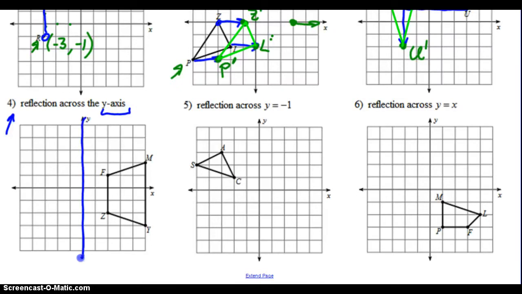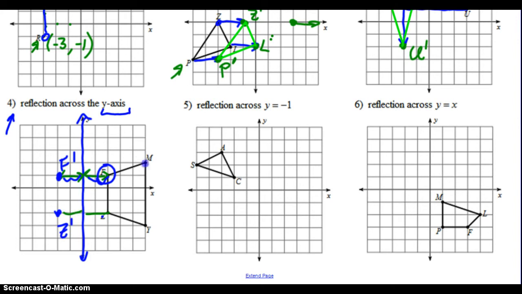Here's the Y-axis. Now, one of the most important things to know about reflections is that the distance from the pre-image to the axis of symmetry will be the same as the distance from the post-image, or the image, from the axis of symmetry. So if this is F, and it's 2 units away from the axis of symmetry, the Y-axis, then my image, F prime, is going to also be 2 units away. I can continue to do the same thing for Z, M, and Y. Okay, Z is 2 units away, so that means that Z prime will also be 2 units away. 2 right there.